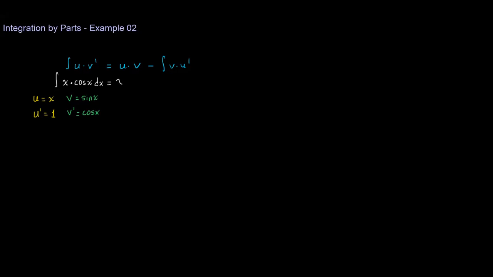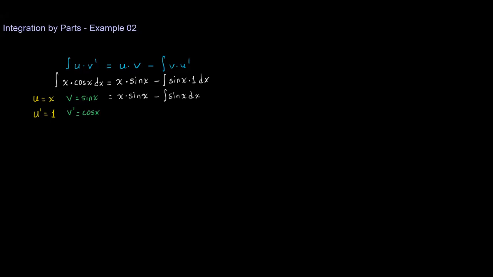So let's see, it will be equal to x, this u, times v, which would be sine of x, I'm going to place it in here, so x times sine of x, then minus the integral of v, which is going to be sine of x, and then times u prime, which we found to be this one. I'm going to write it completely. There it is. From here, I'm actually going to write it in a nicer way. It would be x times sine of x minus the integral of sine of x dx.